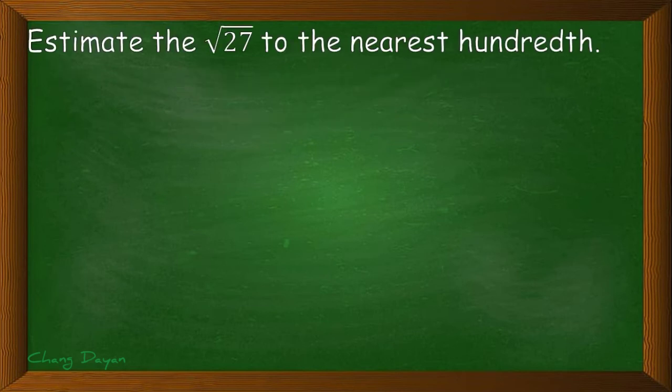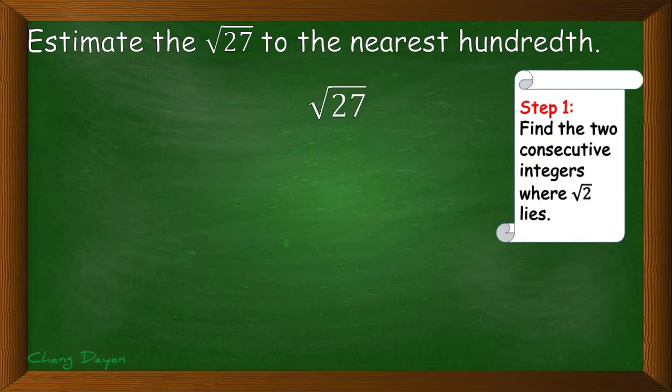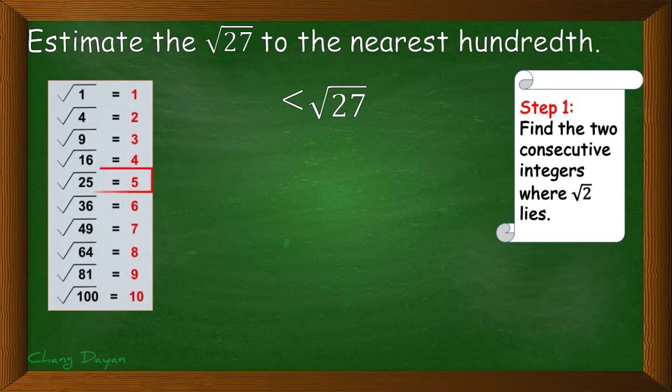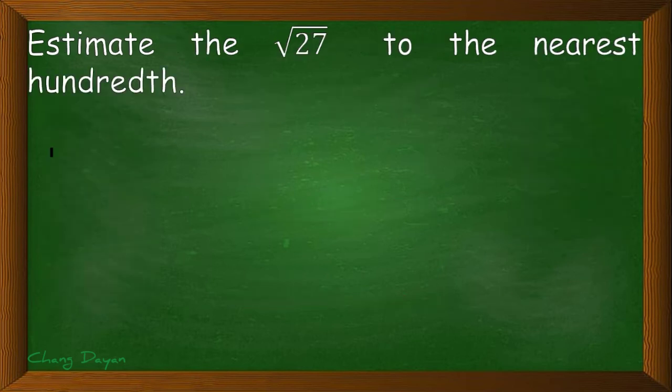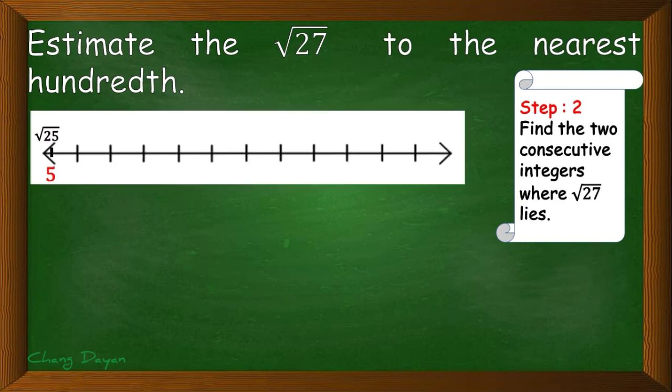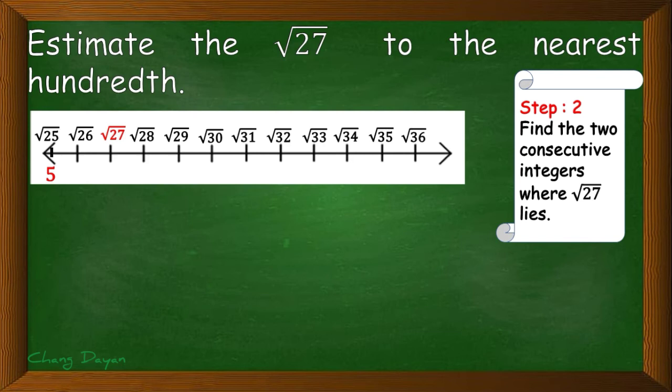Now, let us have another example. That is square root of 27. Square root of 27 lies between 5 and 6. So, let us have the number line. So, we have square root of 25, sunod. Square root of 26 until square root of 36. Our lower perfect square is square root of 25, while the higher perfect square is square root of 36.